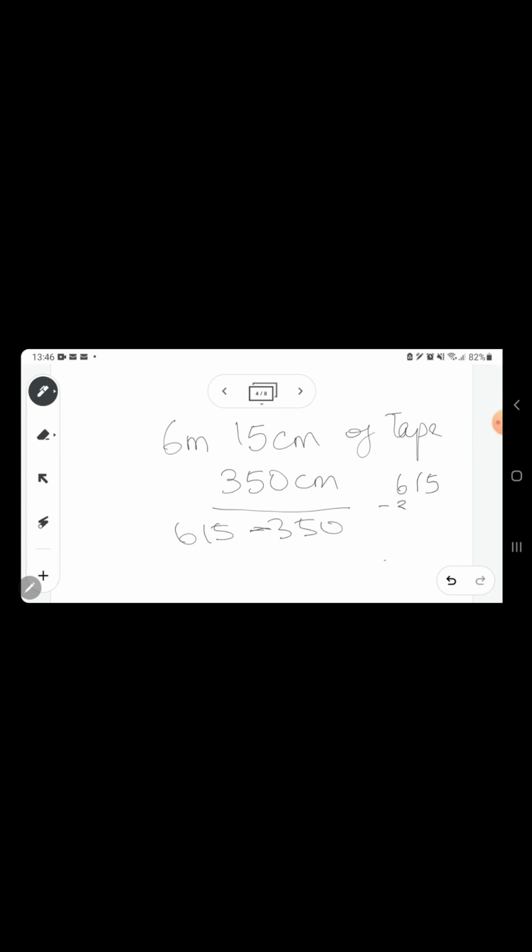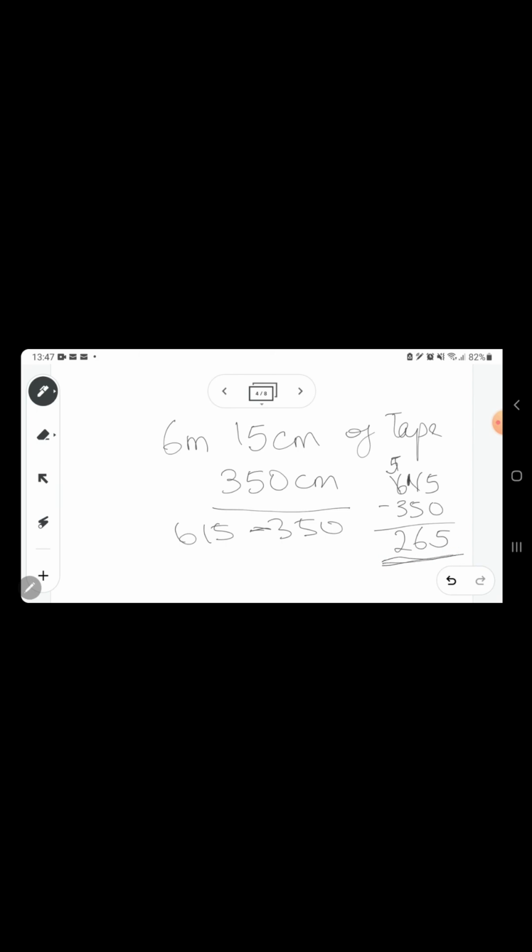So 615 minus 350. 5 minus 0 is 5. Borrow 1 here, making 11. 11 minus 5 is 6. And this is remainder 5. 5 minus 3 is 2. So 265. And look at it: 300 plus 200, 500, 550 plus 50 here, 600, 615. So how many centimeters of tape, that's sellotape, does Trevor have left?